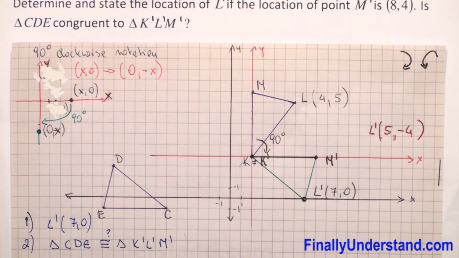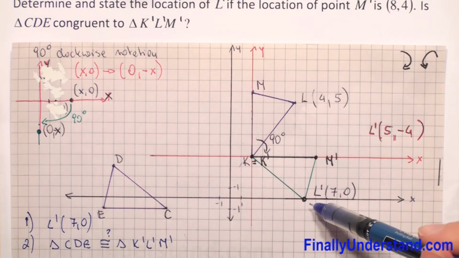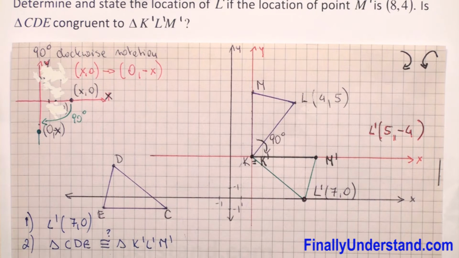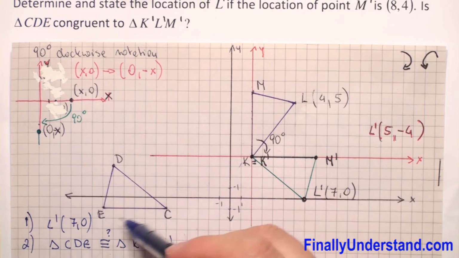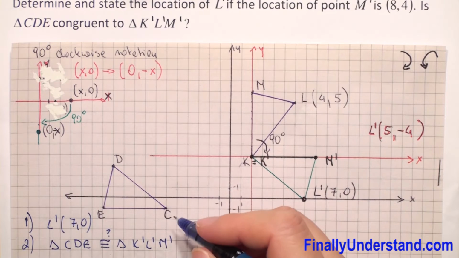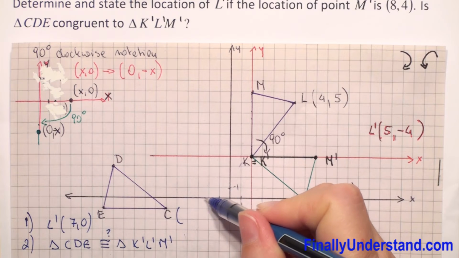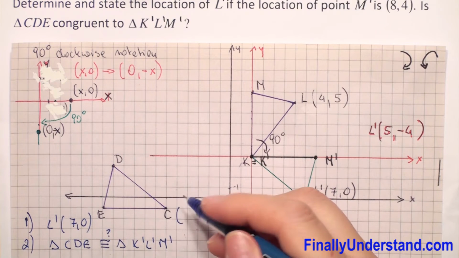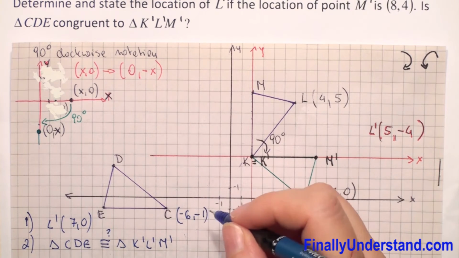Because we can find the coordinates of points C, D, E and we have the coordinates of points K prime, L prime, M prime, we will check the sides of our triangles. So let me first read the coordinates of the points from the graph. Point C has coordinates 1, 2, 3, 4, 5, 6, so we have negative 6 and 1 down, so this is negative 1.